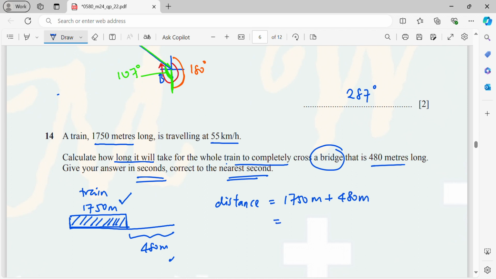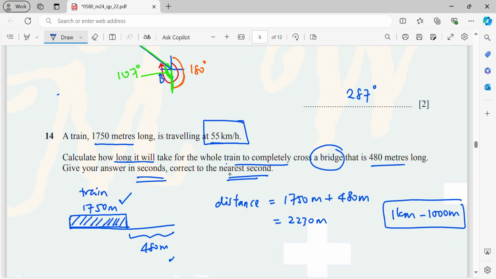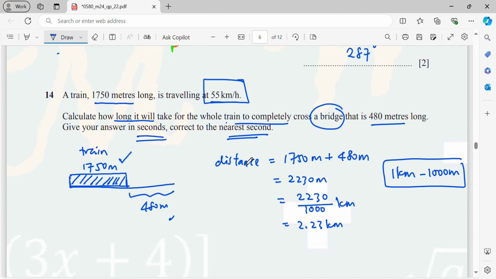Then you will be getting the total of 2230 meters. But then you look at the speed here, 55 kilometers per hour. So it means that now instead of meters, I need to change to kilometers. So 1 kilometer is 1000 meters, right? So when you need to convert meters into kilometers, you need to divide. So this is going to be 2230 over 1000 kilometers. That is going to be 2.23 kilometers, right? That means the distance is 2.23 kilometers.